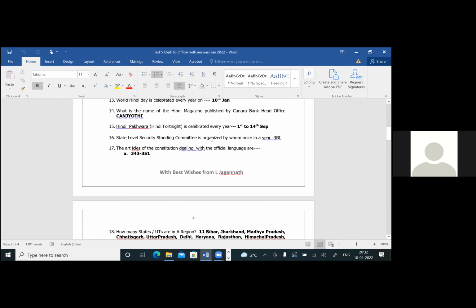Reserve Bank of India. Which are the articles of the constitution dealing with the official languages? In the constitution we have a lot of sections and articles. The articles of the constitution dealing with the official language are articles 343 to 351.